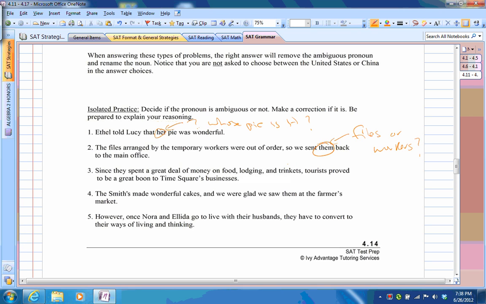Since they spent a great deal of money on food, lodging, and trinkets, tourists proved to be a great boon. Actually, that's fine, because it's pretty obvious that "they" and tourists agree with each other. So I'd say that one's okay. The Smiths made wonderful cakes, and we were glad we saw them. So in this case, that's a problem. Because is "them" referring to the Smiths or the cakes? That's not quite clear.